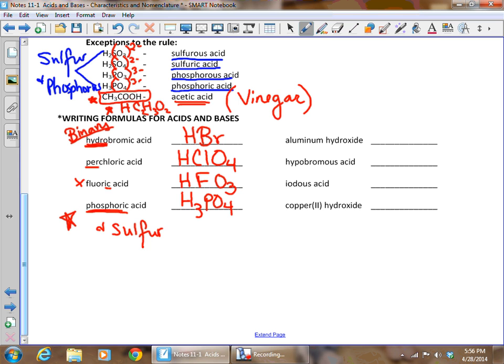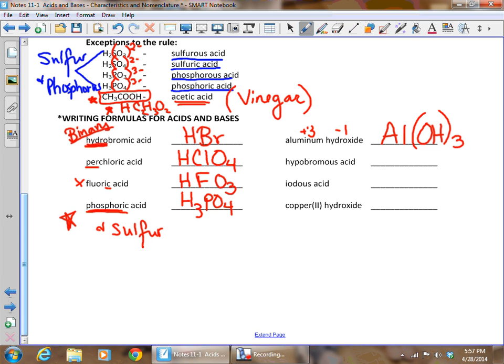Aluminum hydroxide, we know it's aluminum and hydroxide. We'll need to know charges. Aluminum is a +3, hydroxide is a -1, so that tells us we're going to need 3 hydroxides to balance out 1 aluminum.